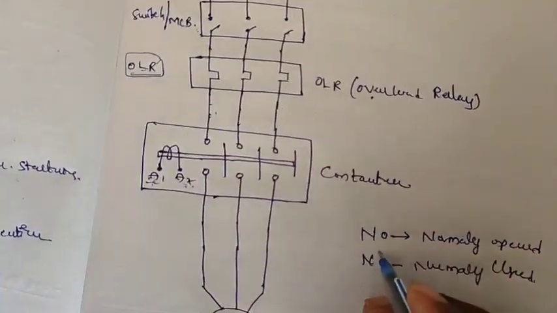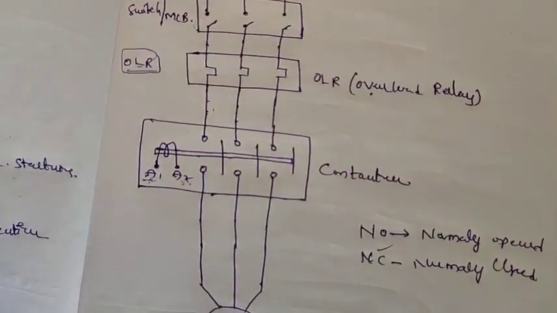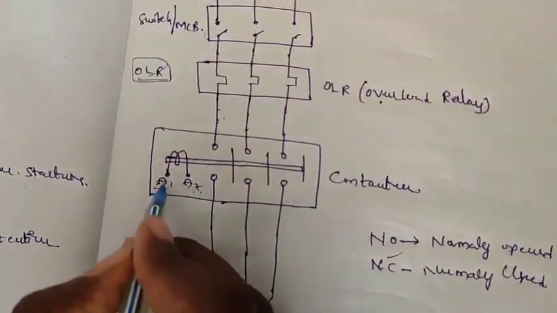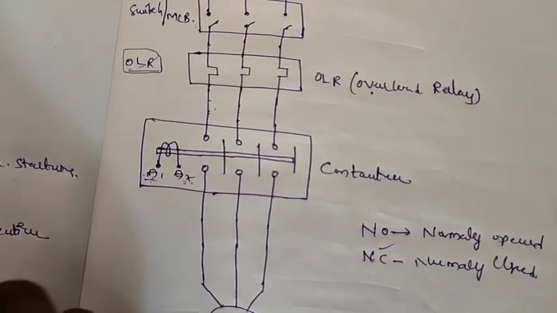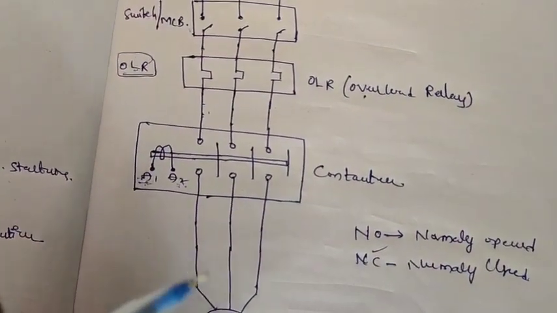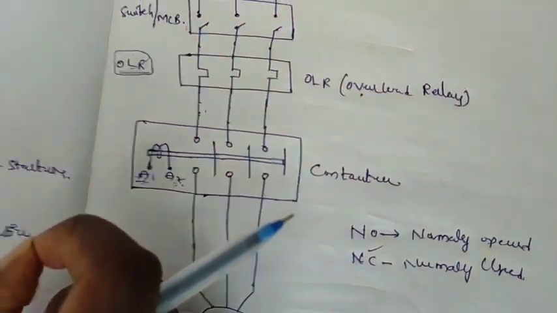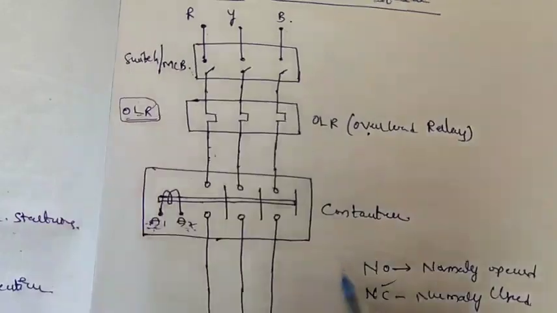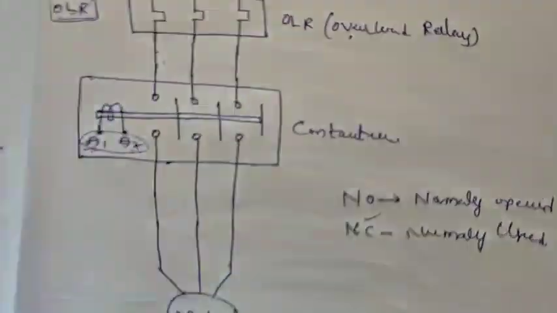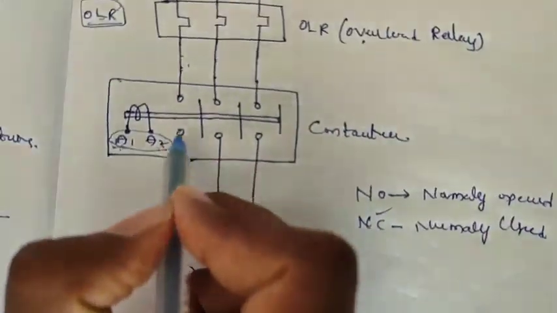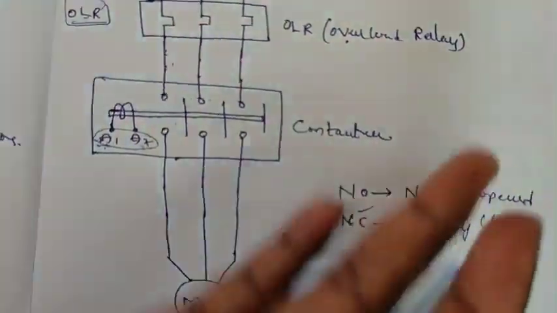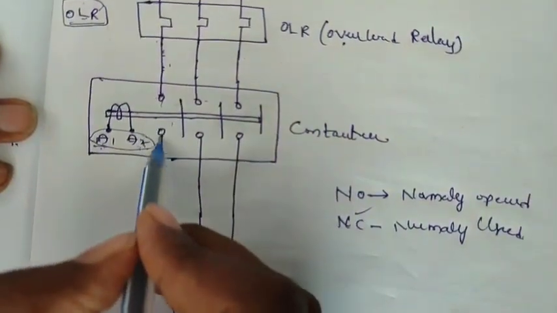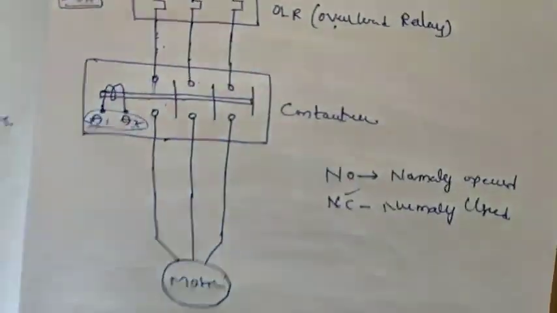When we press the start button, the current flows through the contactor, that means this A1, A2, the magnetizing control circuit. The current energizes the contactor coil and leads to the contacts. When we give supply to A1, A2, it will be magnetized and the contacts will be closed.